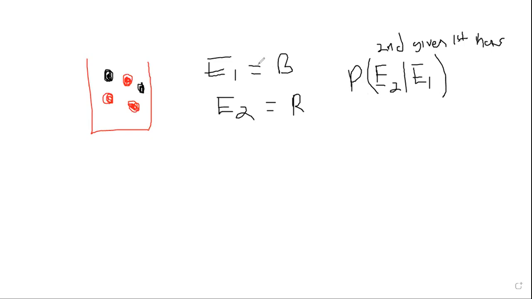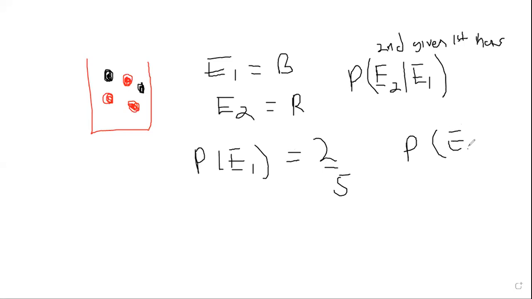Now, somebody will ask, how will it depend on the first event? If I ask you for the probabilities, ideally, as they are standing now, look at the box carefully. The probability of E1, which is a black ball, is 2 over 5. And the probability of a red ball is 3 over 5.